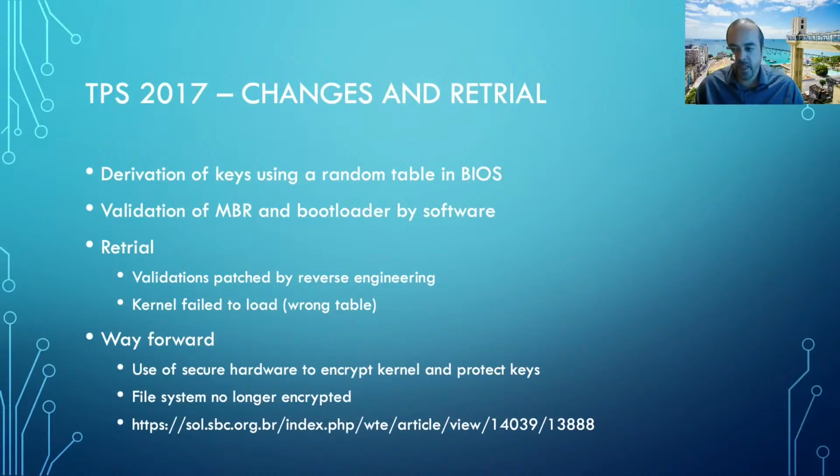And they did some validation of the MBR and the bootloader by software. So they called us again the next year to try our attack plan again. This is something that always happens. We were able to subvert these validations by reverse engineering and patching the card, but the kernel failed to load because it needed this random table. We would need a firmware dump from the hardware to maybe try to get this working.